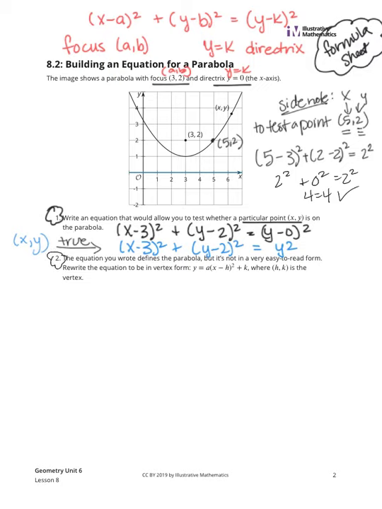Number 2, it says the equation you wrote defines a parabola, but it's not a very easy to read form. Rewrite the equation to be in vertex form, where (h, k) is the vertex. So I'm now going to solve my blue equation for y. Let me rewrite it here: (x minus 3) squared plus (y minus 2) squared equals y squared. I'm going to solve this equation for y. I want it to look like y equals a times (x minus h) squared plus k.